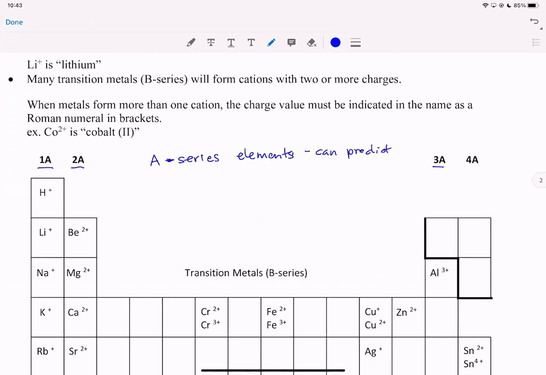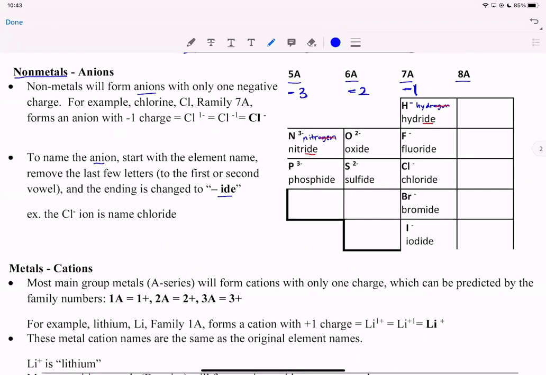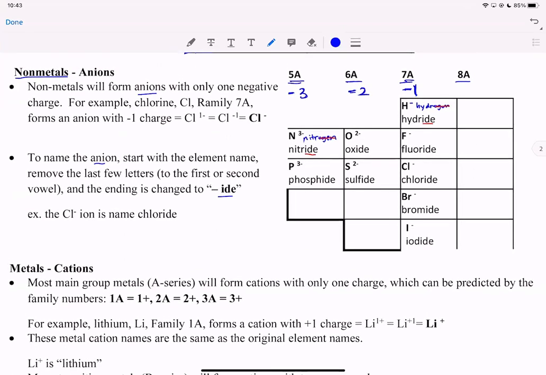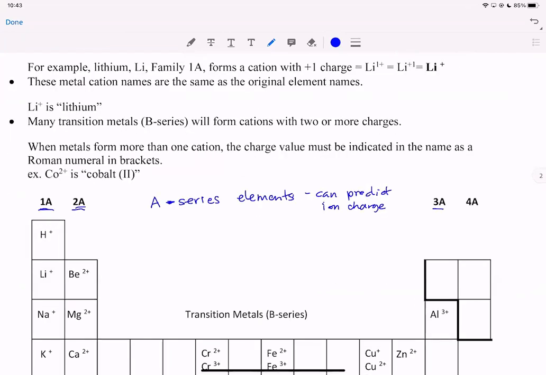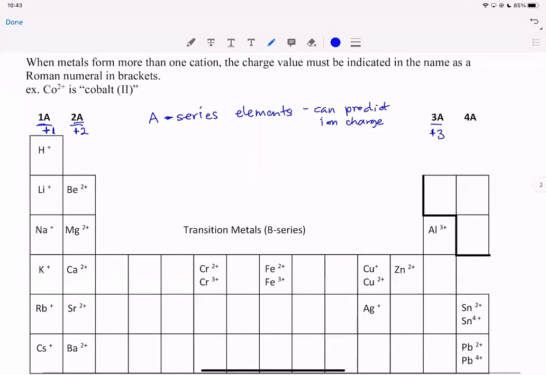And so we already saw that you can predict the ion charge values for 5A, 6A, and 7A. So those are the A series, when it has an A after the number. So 1A, 2A, and 3A, these are the A series, and you can predict the ion charge as well. So let's fill that in either on your periodic table or right here. These are +1, +2, and +3. Now you will notice here that 4A does not have any +4. Though you can predict 4A as +4 or -4, we don't need to worry about that in Chem 9.